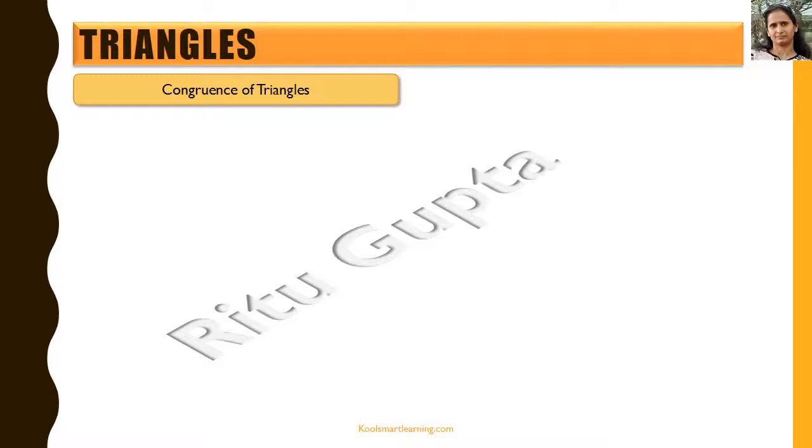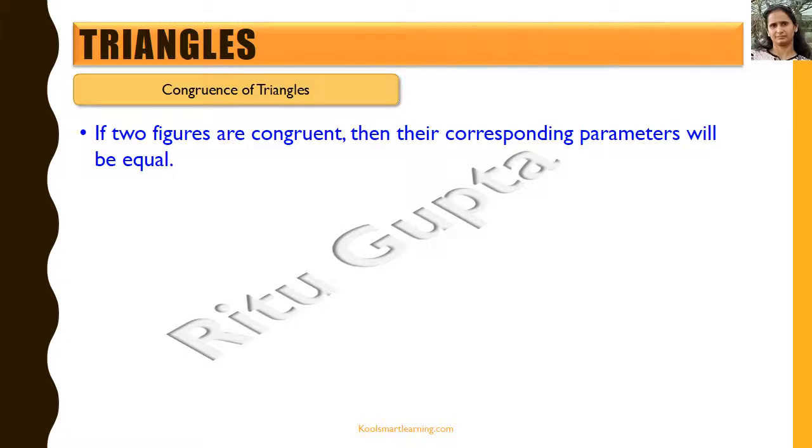Now let's talk about congruence of triangles. How is this concept of congruency used in triangles? If two figures are congruent, then their corresponding parameters will be equal. So if we say, for example, this shape is congruent to this shape, then we are saying this side overlaps with this, this overlaps with this, and this overlaps with this.